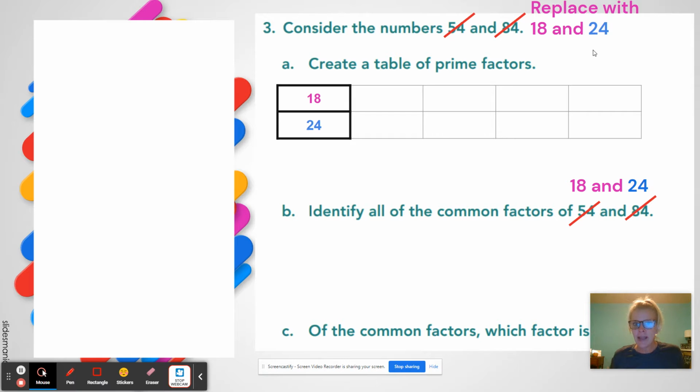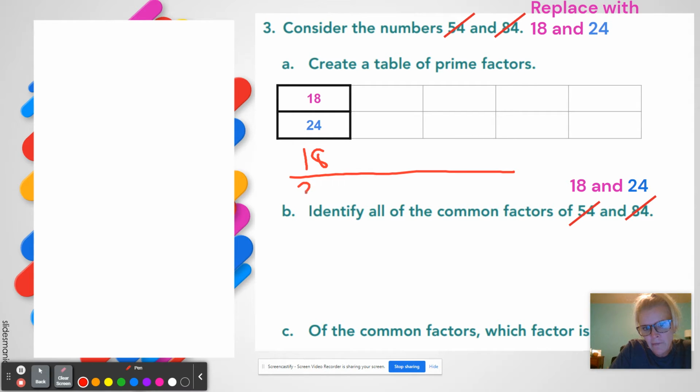Okay, and so letter A says we're going to create a table of prime factors. One of the ways that you can do this without drawing the whole entire table is you guys could actually just go, let's see if my pen's working. Hang on. 18 and 24. Or you could draw the table just like I am. Either way is completely fine. Okay. And it says prime factors.